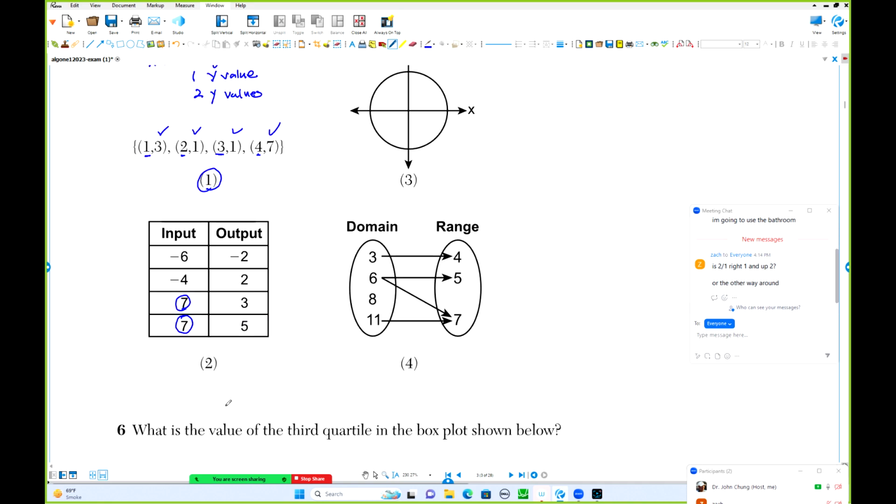Yep, 7 and 7. For x value 7, there are 2 different values of y, 3 and 5. That is not a function, impossible. Right? Impossible. This is 7, one is 3, the other one is 5.